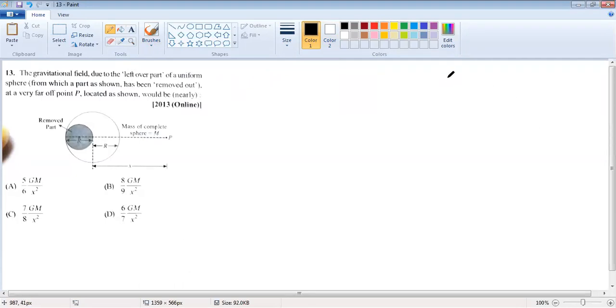What are the gravitational fields due to spheres? Now let us take this is a solid sphere of mass m and radius r. From the center at a distance x, the field is equal to GM by x square. E is equal to GM by x square.